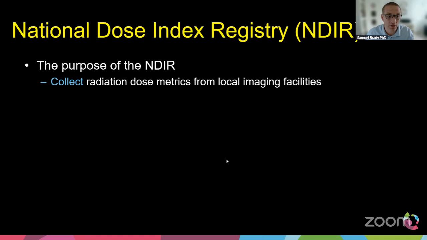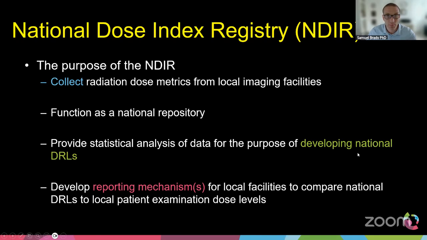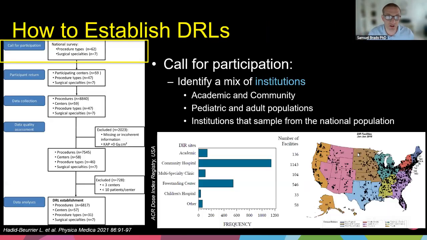Obviously, for an NDIR, they're going to collect this radiation data. They're going to be that repository that provides the statistical calculations to separate out, as I said, the exam type, machine type, and patient demographics, and they develop the national DRLs. They then produce a reporting mechanism so that those DRLs can be distributed back to all of the imaging hospitals throughout your country.